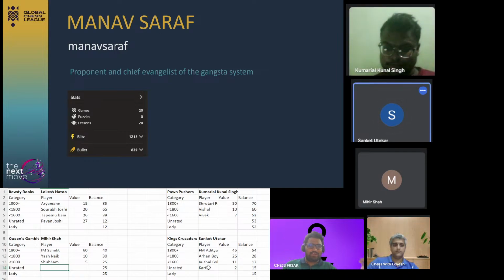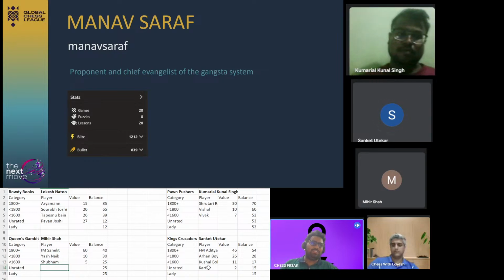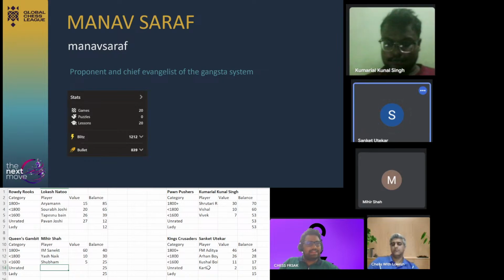Pawn pushers, they have all the points. You can actually choose the player you want because, guys, any carryover points we are not going to take anywhere. They are not going to be used in the tournament. So let me ask Kumar Kunal Singh, who's your choice? You can have your choice over here because you have all the points.